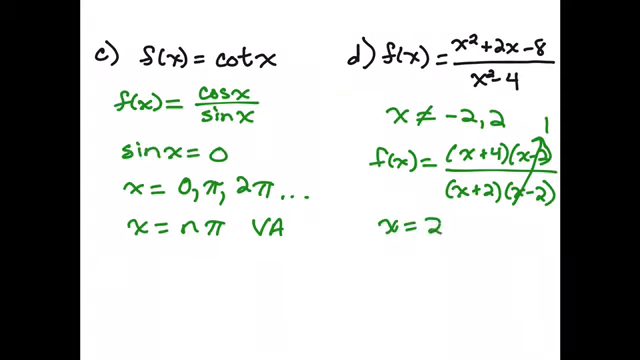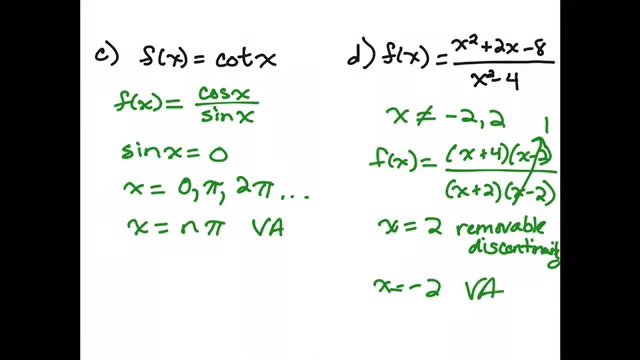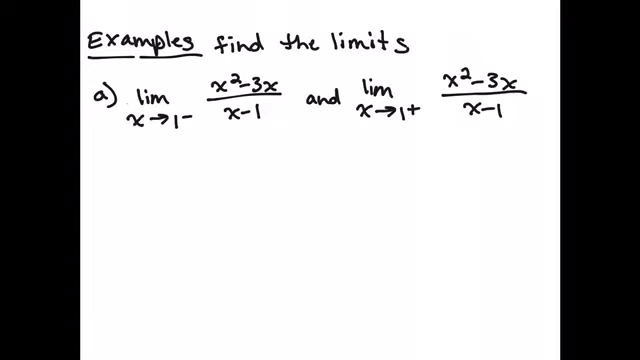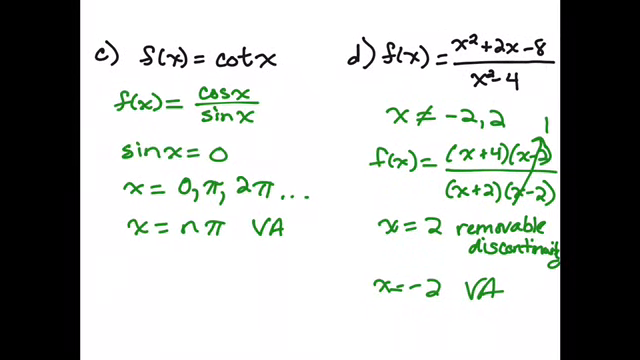So x equals 2 is a removable discontinuity because we just removed it. We simplified it. And I ran out of room. And x equals -2 is then what? Vertical asymptote because we couldn't remove it. So x equals 2 is the hole? Yes.